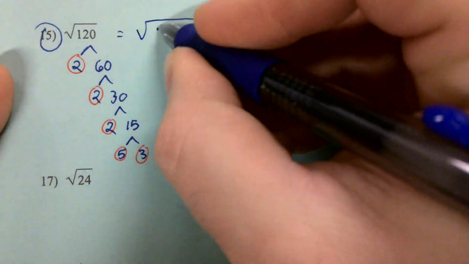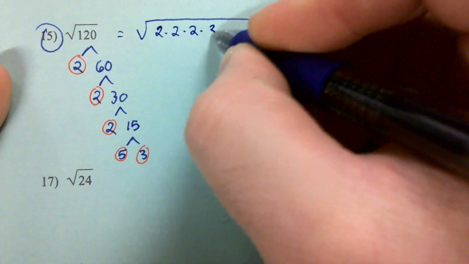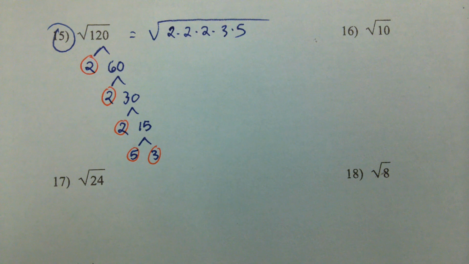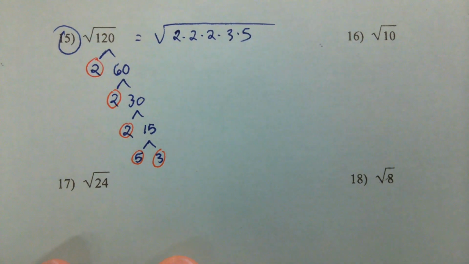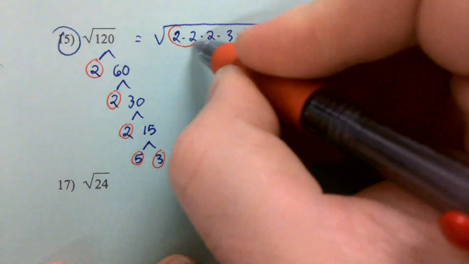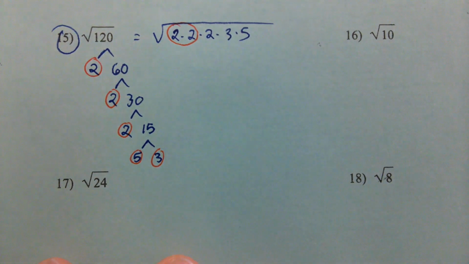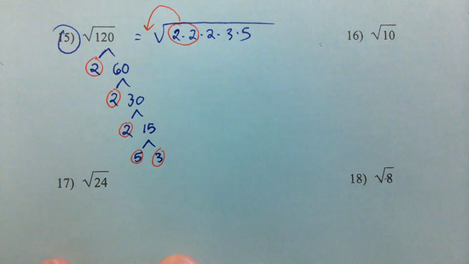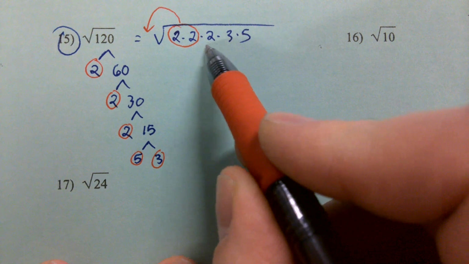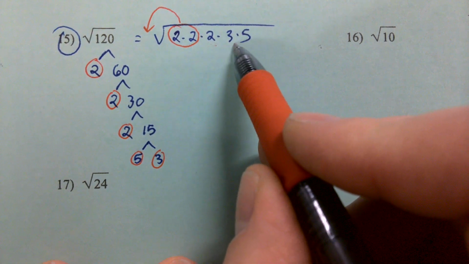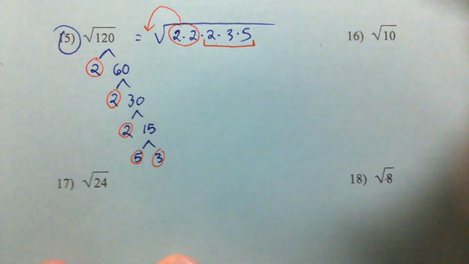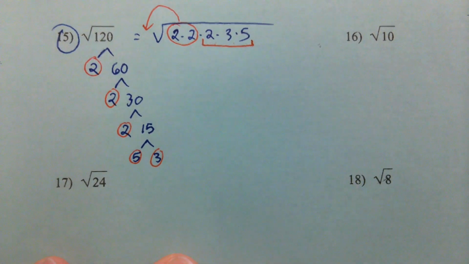All my prime factors, 2 times 2 times 2 times 3 times 5, go underneath. We're just splitting that 120 up. Are there any pairs here we can circle up? Yeah, we got a pair of 2s. What do we do with that pair of 2s? Bring it out to the front. Is there anything left over here? Yeah, this 2 doesn't have a pair, this 3 doesn't have a pair, and this 5 doesn't have a pair. So those 3 numbers have to stay behind.